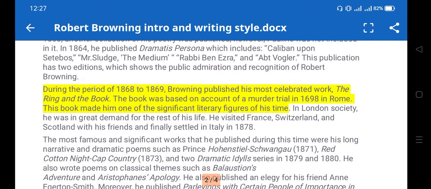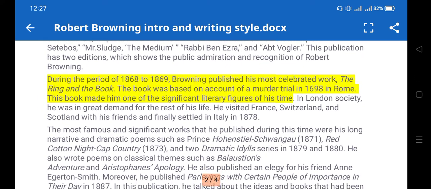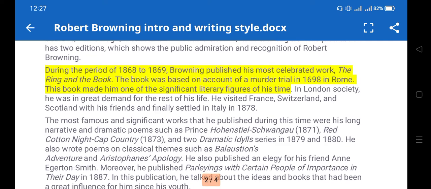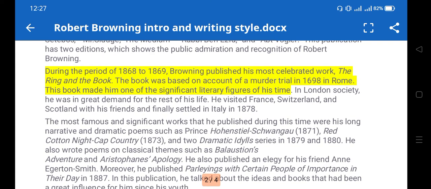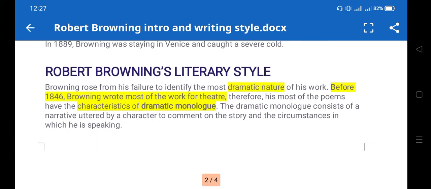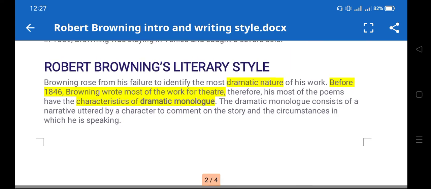And during the period of 1868 to 1869, Browning published his most celebrated work, The Ring and the Book, and this was based on an account of a murder trial in Rome. And so his poem that is included in your course is My Last Touches.